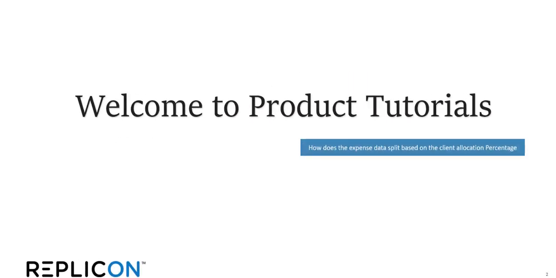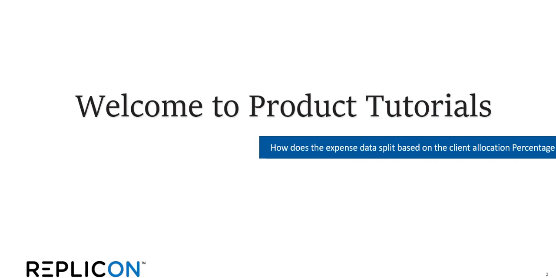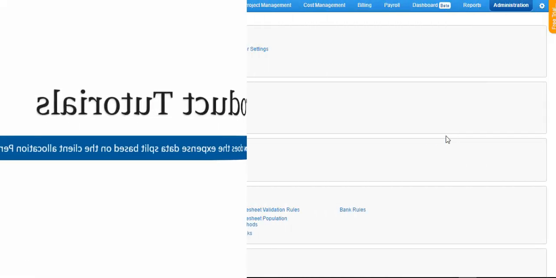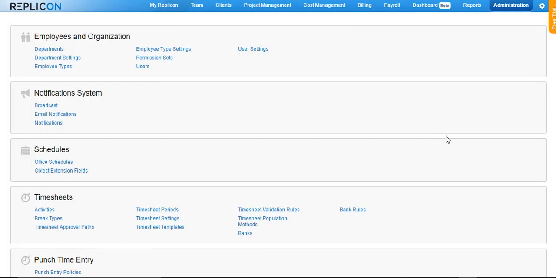Welcome to the product tutorial on how the expense data splits in invoicing based on the client allocation percentage assigned in every project in Replicon. I'm now logged into the Replicon instance.